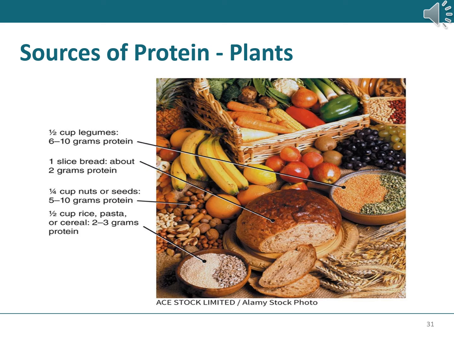A half cup of beans is going to have 6 to 10 grams of protein. A slice of bread, 2 to 3 grams of protein. Whole grain bread will have a little bit more. A quarter cup of nuts or seeds is going to have 5 to 10 grams of protein. And a half cup of rice, cereal, pasta, that's going to have about 2 to 3 grams of protein.